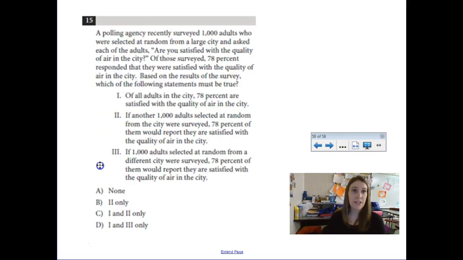All right, this is not a probability question, but it kind of is at its heart. The polling agency surveyed 1,000 adults who were randomly selected in this very large city. They asked the adults, are you satisfied with the air quality in the city? And out of these 1,000 people, 78% said they were satisfied. So now they're asking if you could take this and extend it further to the population and make any claims.